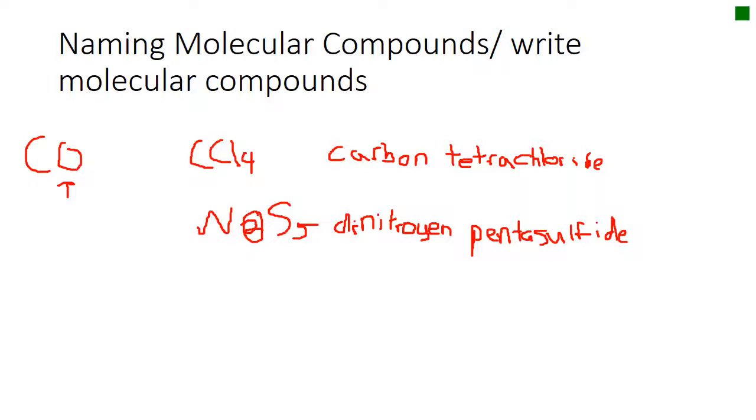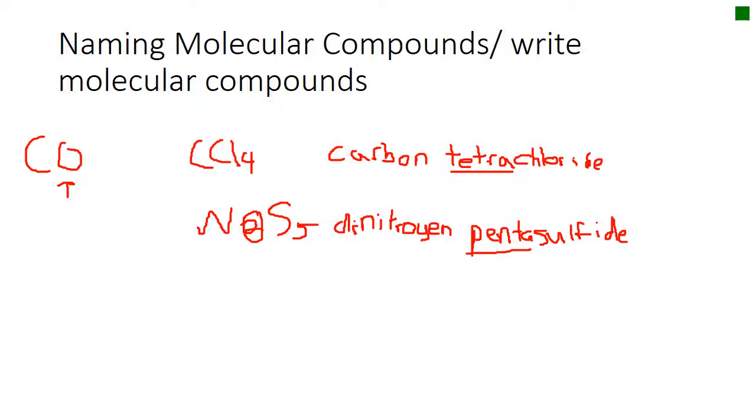To write the formula of molecular compounds, working the other way around, you write the symbols for the elements in the same order as they appear in the name. So carbon tetrachloride: carbon is first, chloride is second, and all you do is work backwards and translate the English prefixes to math. So give them numbers. Tetra is 4, you have 4 chlorine, and then you just put a 4 there.